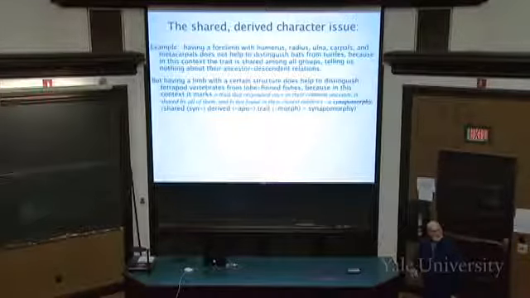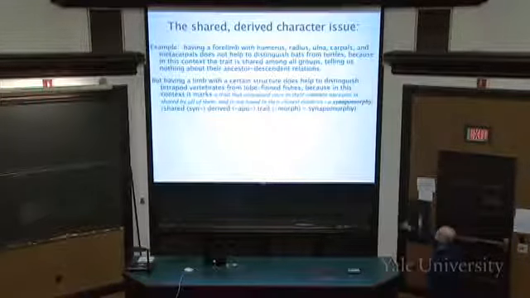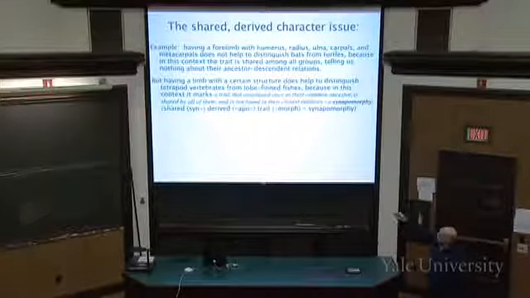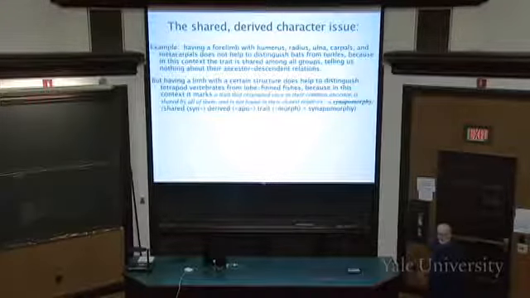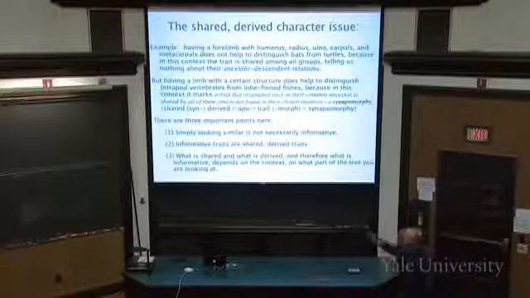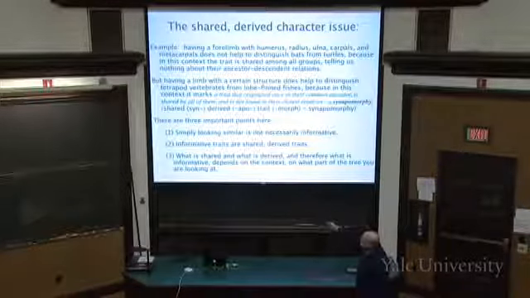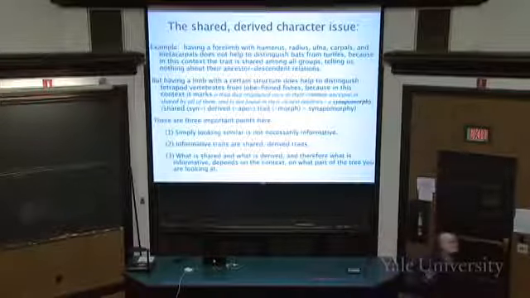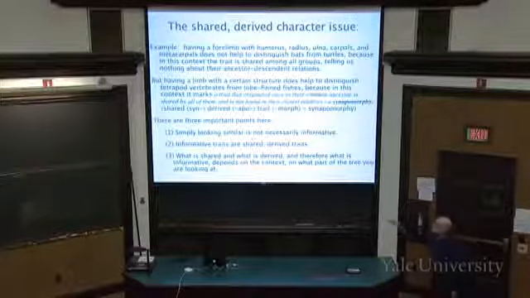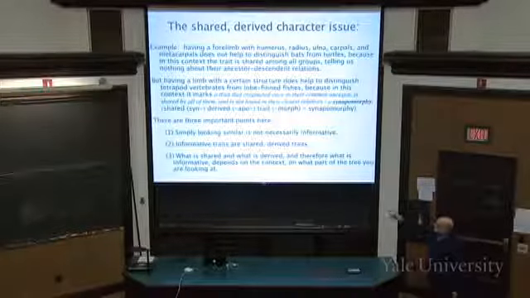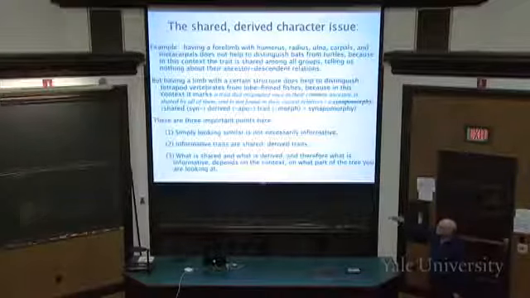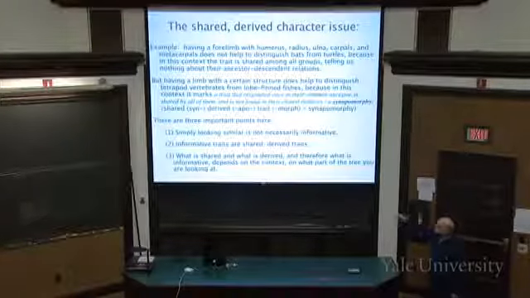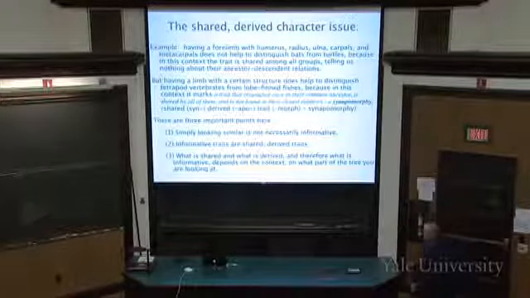The jargon is derived from the Greek. This thing is called a synapomorphy. Syn means shared, apo means derived, and morph means trait. So a shared derived trait is a synapomorphy. Now, there's a bunch of important stuff here. Just looking the same isn't very helpful. The informative traits are the ones that are shared and derived, and what is shared and what is derived, and therefore what is informative, depends on the context. It depends on the part of the tree that you're sitting in.